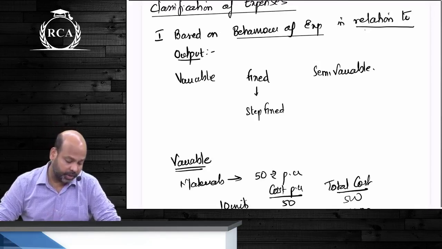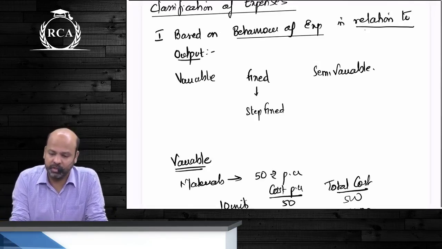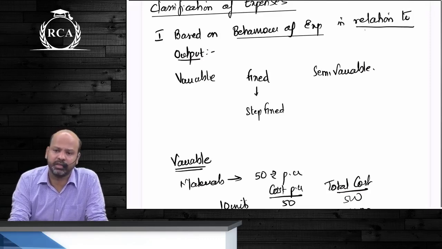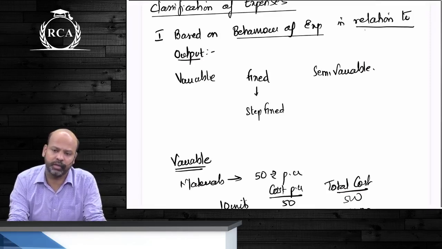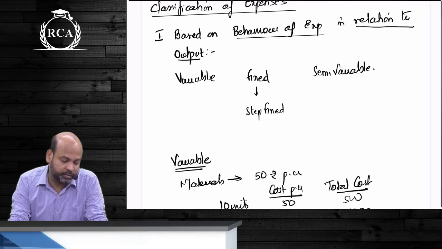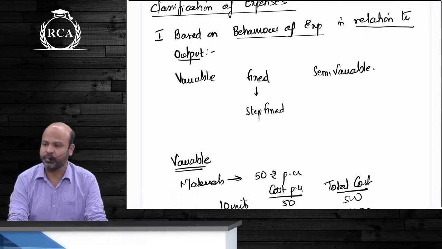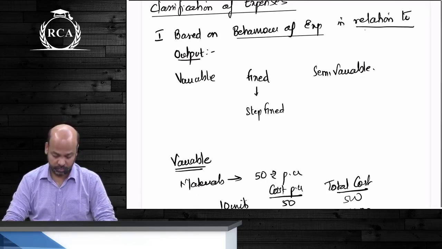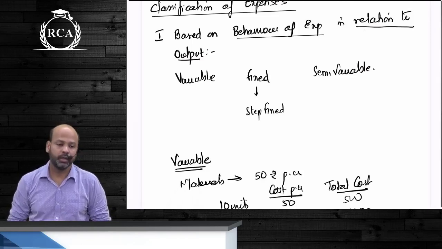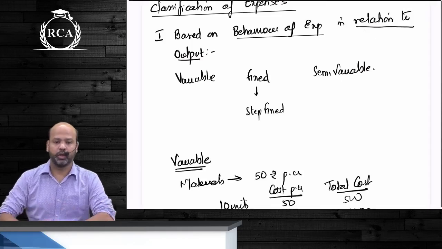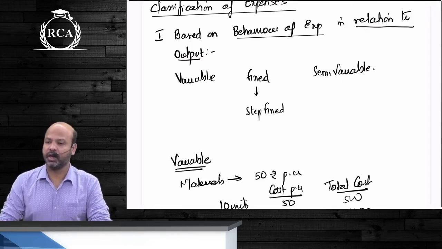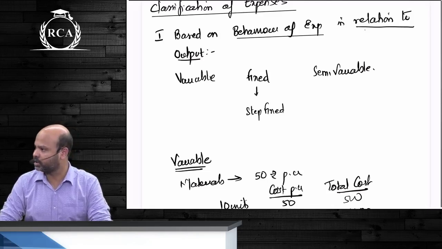Next. Semi-variable expenditure has both variable and fixed components, and hence both total cost and cost per unit will change with the change in output.